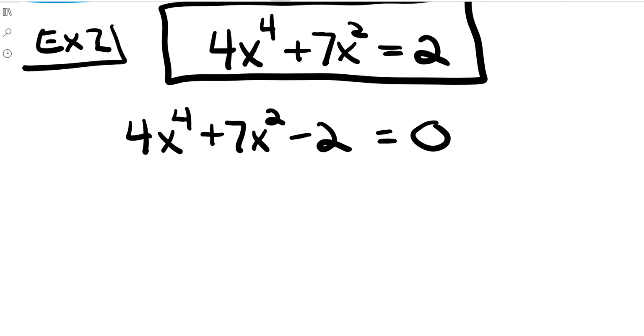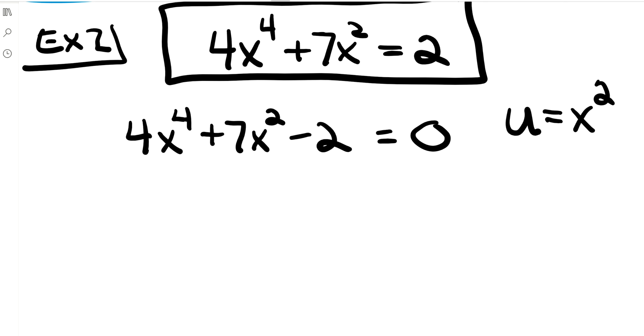I'm going to say that u equals the variable of the middle term, x to the 2nd power. Not 7x squared, just x squared. So u equals x squared. For every x squared in the problem, I'm going to substitute a u. Let's do this one here first, 7u. And I've got it written here.